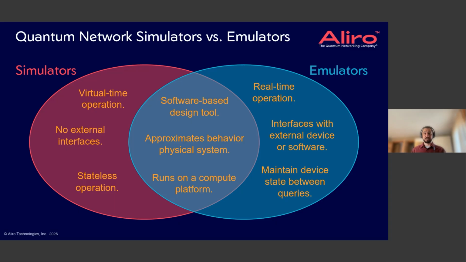Now, the differences, starting from top to bottom, are that simulators operate in virtual time versus emulators, which operate in real time. This means that simulators have their own model of time tracking within their simulation framework, whereas emulators don't track time according to their own model. They track time using the operating system's clock. That is a real-world timekeeping system, which allows emulators to operate in real time.